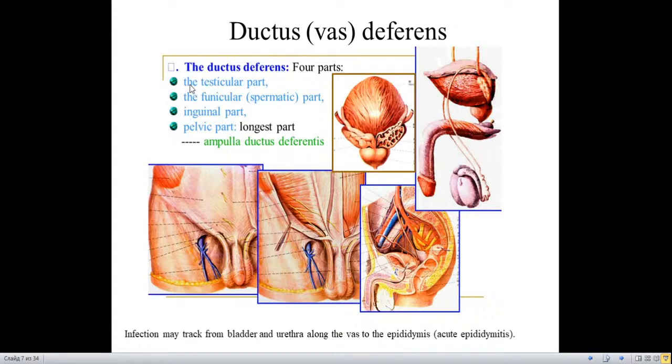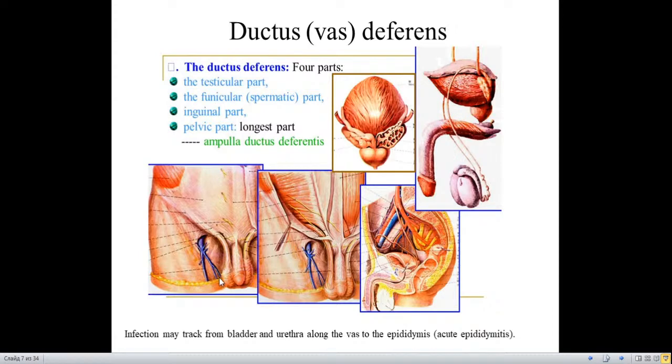So actually, the deferent duct has four parts: testicular part, funicular part, inguinal part, and pelvic part. So, testicular part is when vas deferens has relation to testis. After that, it joins a structure called spermatic cord, in Latin funiculus spermaticus. So when it passes as a component of spermatic cord, this segment is known as spermatic part.